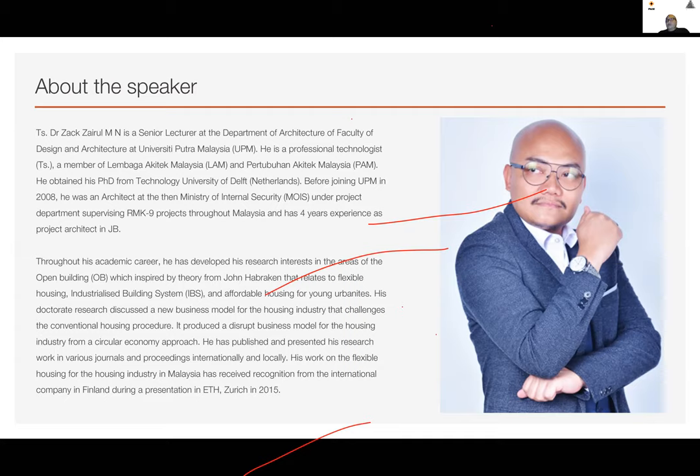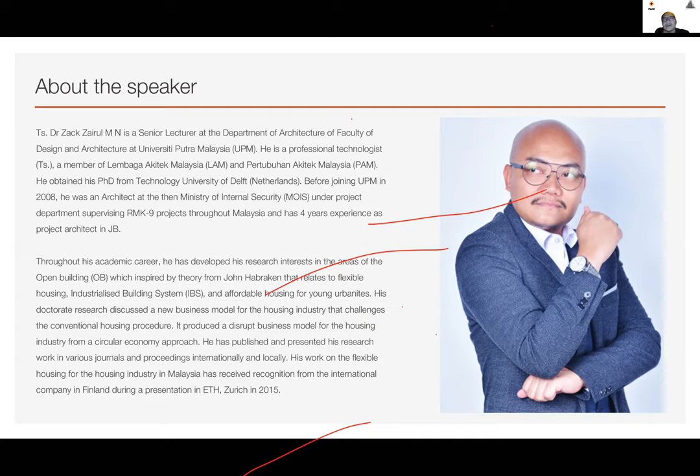As I mentioned, it never came into my mind to become a lecturer or to jump into education. I always wondered why my lecturers became lecturers despite having so many years in architecture, and then ended up becoming educators. That never came into my sense. So suddenly, after 4 years of experience in the industry, I joined the government under the Ministry of Internal Security, to become a project architect also.